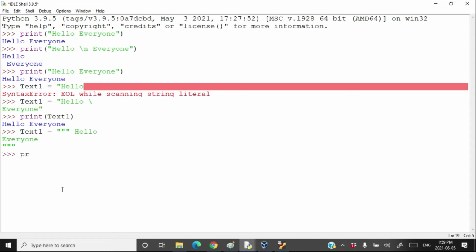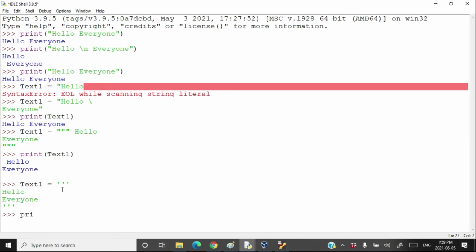After that you print text1, press enter, and here it is. At this time, all the enter button presses are recognized by the Python interpreter. And you can do the same while using the triple single quote. Text1 is equal to triple single quote. Give an enter. Hello. How many times you want to press enter? You can press it. Everyone. Then triple single quote closed.